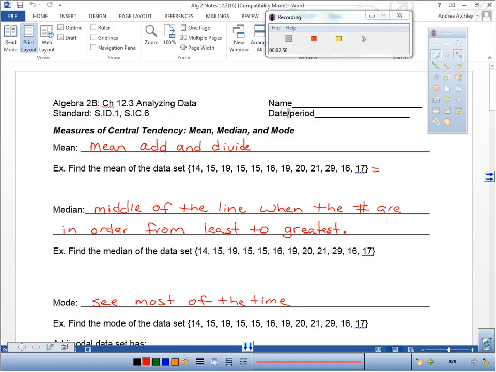Rebecca, what did you get for your answer? 216 if I add them all up. And then you divide by the number of numbers. So how many numbers are there? And you should get 18. Okay, so the average of all those numbers is 18.